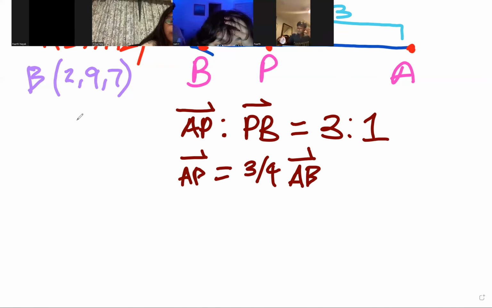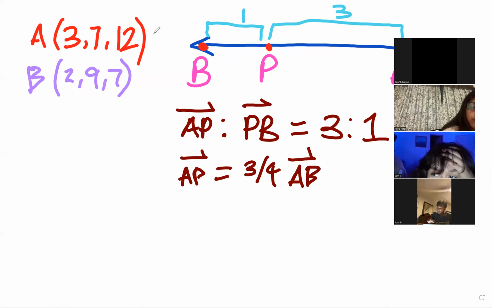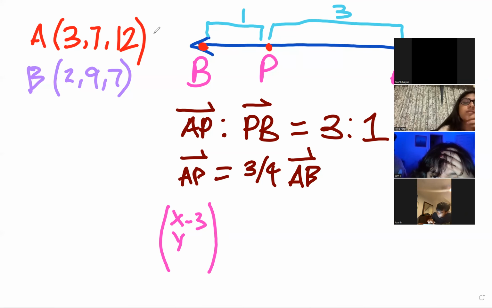So because of that relationship, now you can set up the equation. So whenever you're setting up these problems, you want to make sure that it's P minus A and B minus A. So it's the letter on the right that comes first when you're subtracting. So P minus A, you have to set that up for each coordinate. So it'd be x minus 3, right? And then y minus 7, and then z minus 12.